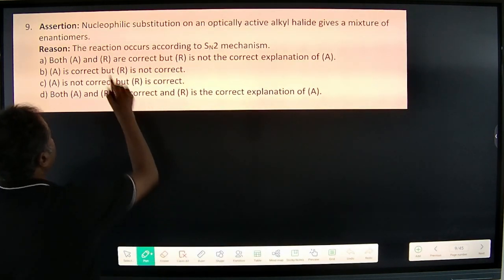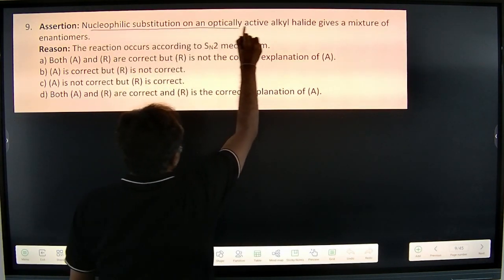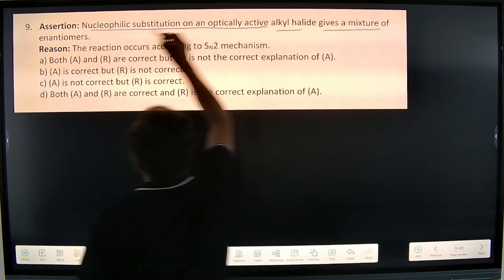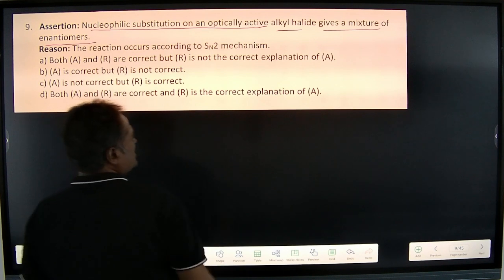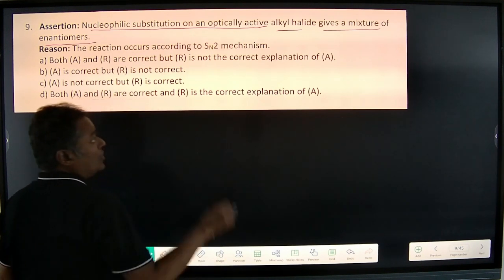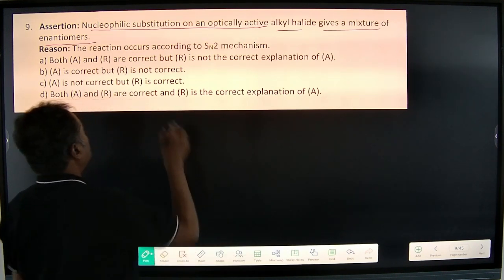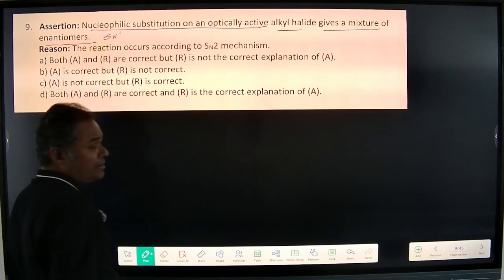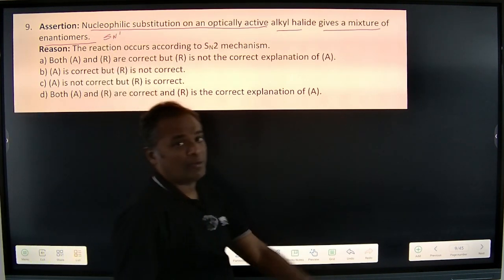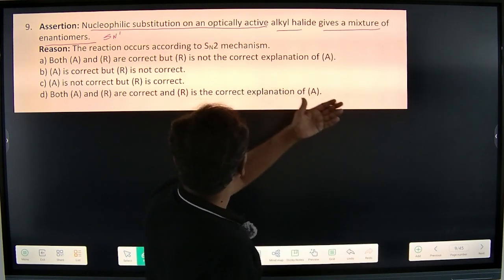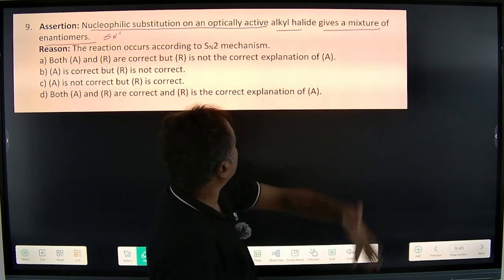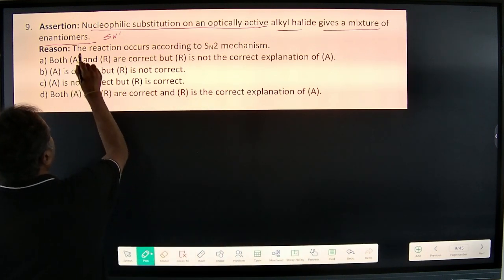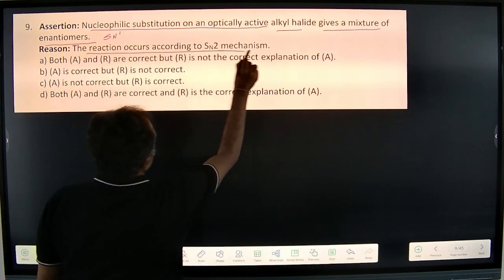Now, a nucleophilic substitution reaction of an optically active alkyl halide will give a mixture of enantiomers. I think we have discussed this in the previous examples also. Whenever you get a mixture of enantiomers, that means the mechanism has to be SN1, correct? So the first statement is correct: a nucleophilic substitution on an optically active alkyl halide gives a mixture of enantiomers. Now the second point, the reaction occurs according to the SN2 mechanism.